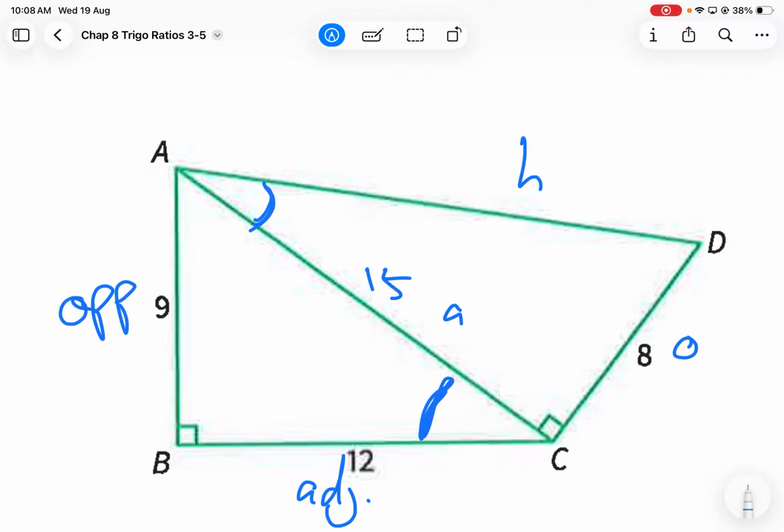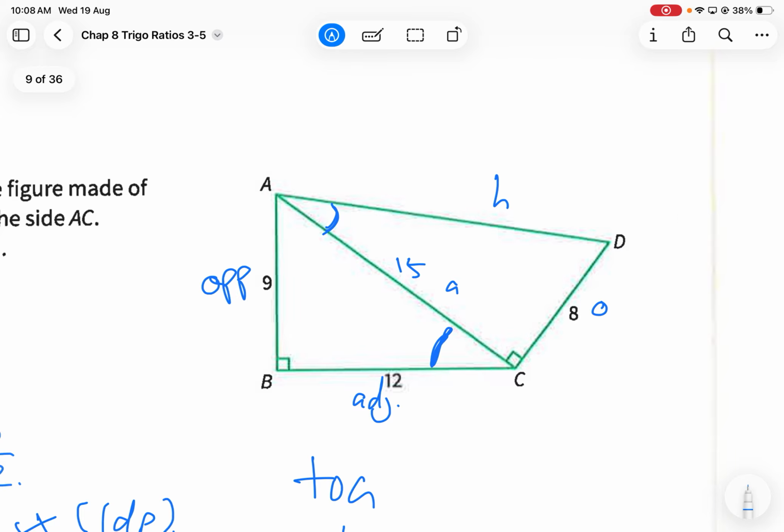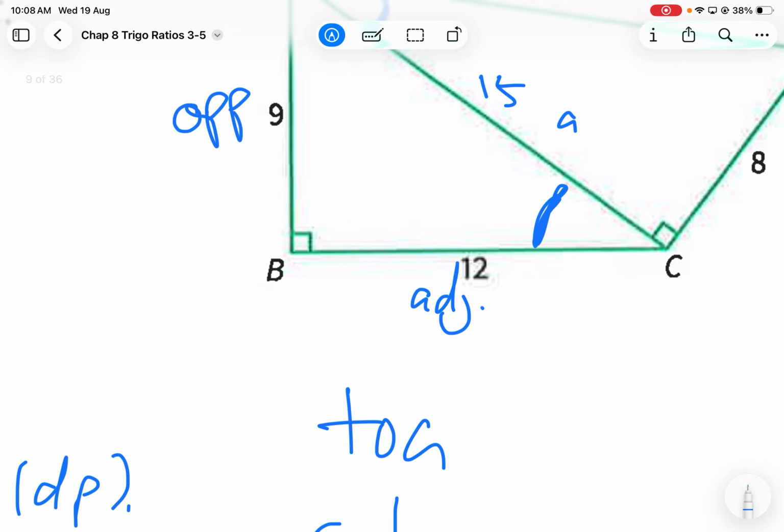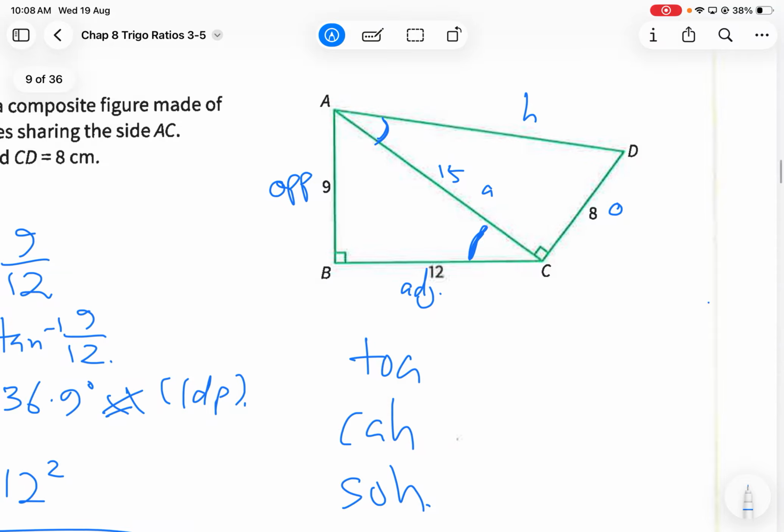I want to use 8 and 15 to help me find this angle. I want to use opposite and adjacent. So I go to my tuakaso again. Opposite and adjacent. Tangent. Then I can write down the equation. Tangent of angle CAD is equals to opposite over adjacent. 8 over 15.